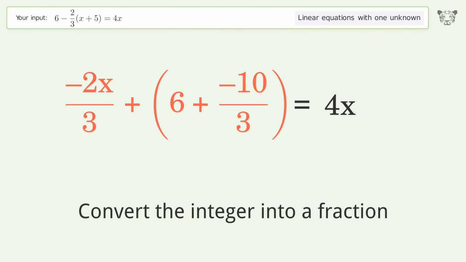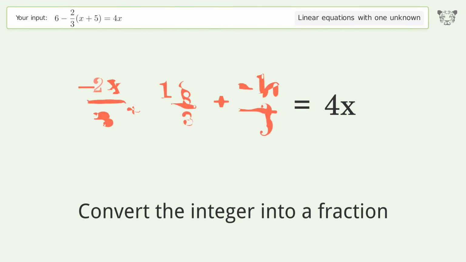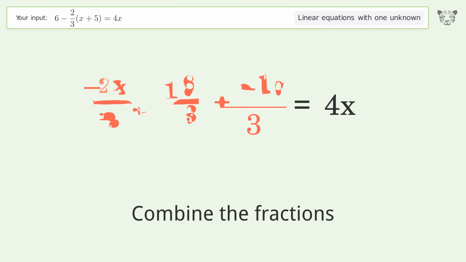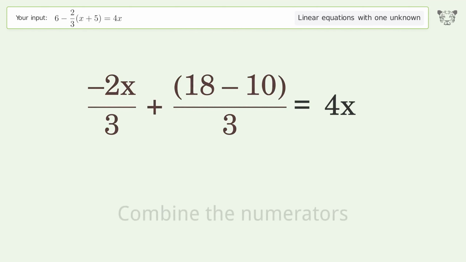Group like terms. Convert the integer into a fraction. Combine the fractions. Combine the numerators.